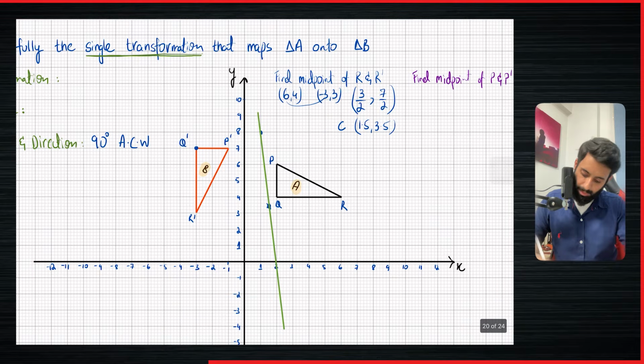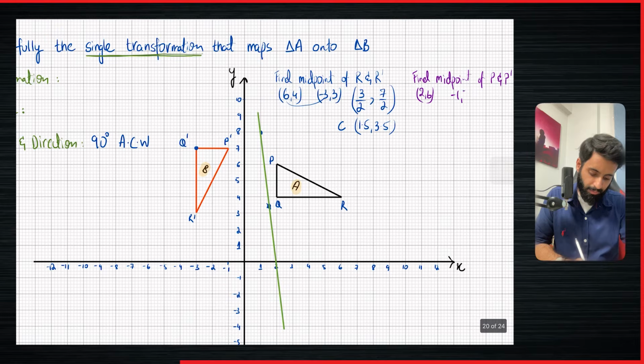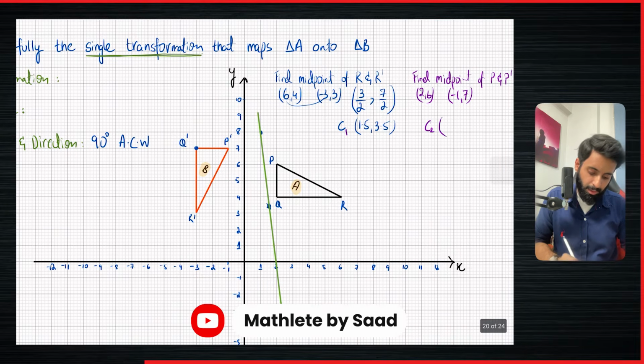Okay, so P has coordinates (2, 6), and P prime has coordinates, let me see, (-1, 7). So 2 plus -1 is 1, and 1 upon 2 is the x coordinate of the midpoint. Let's call this C1 and let's call this C2.